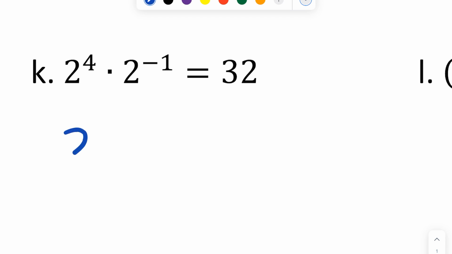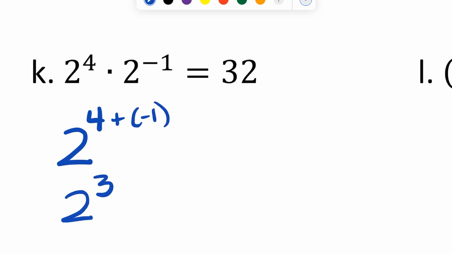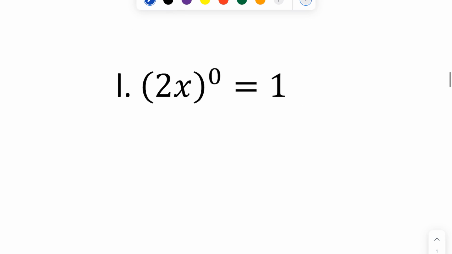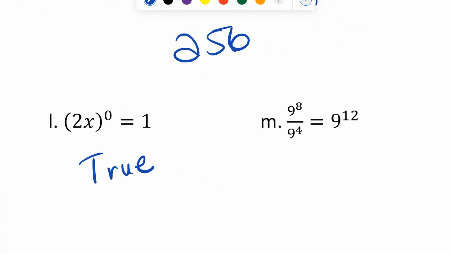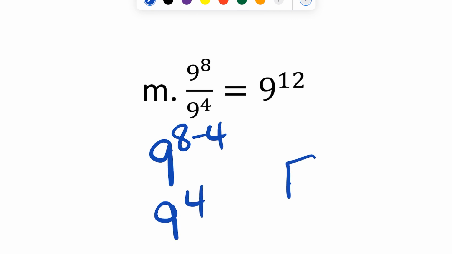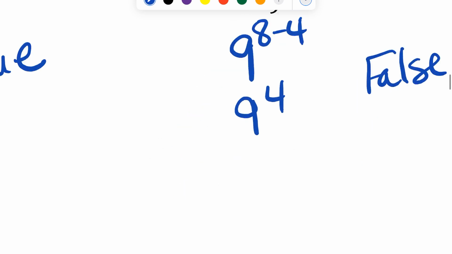This one, I write down the base, I add the exponents. When I add the exponents, I would get to the 3rd power, which is 8. So this one was also false. This one, anything raised to the power of 0 except for 0 is 1. Here, I write down my base, I subtract my exponents. When I subtract my exponents, I would get 4, so this was a false statement.